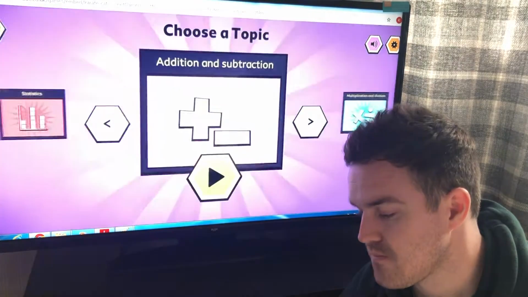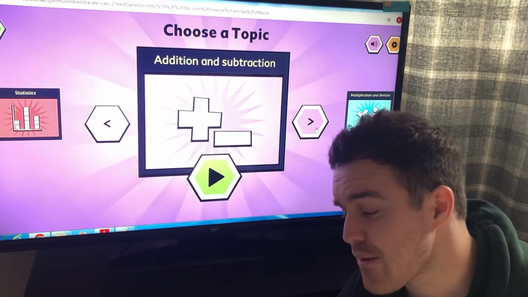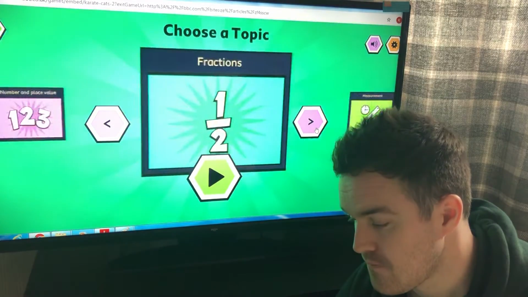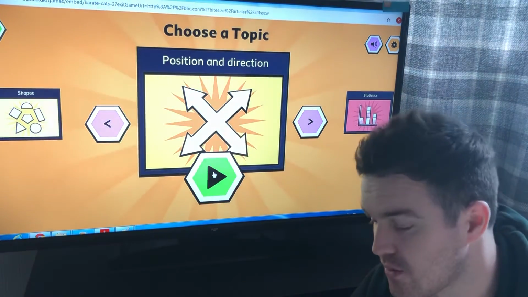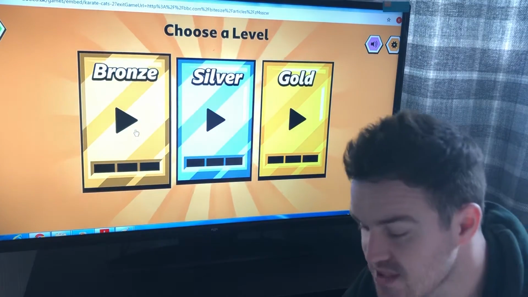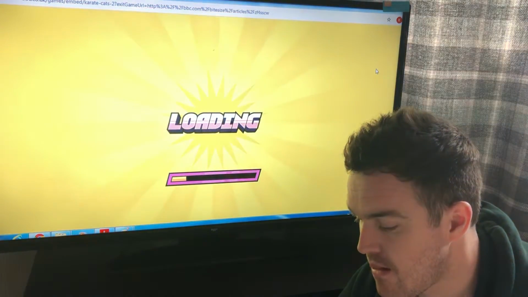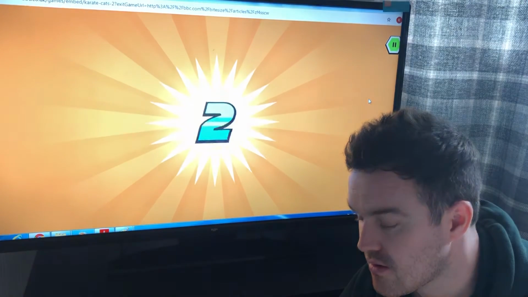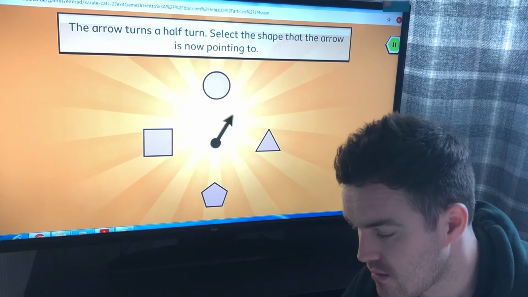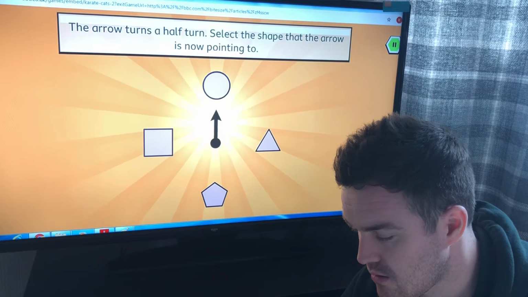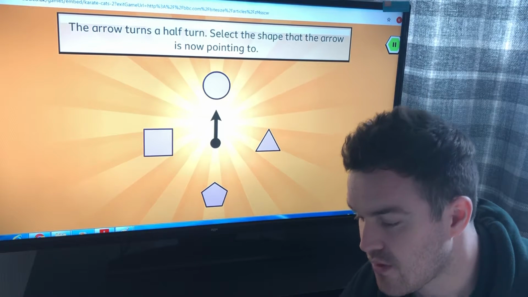Let's get this one. So we're going for position and direction. It's an orangey coloured one. Right, we'll go bronze level first. I'm going to turn the sound off, okay?